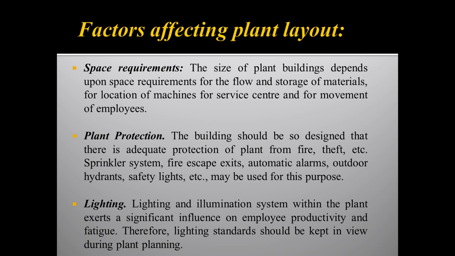Then is the space requirements. The size of plant buildings depends upon space requirements for the flow and storage of materials, for location of machines, for service center and for movement of employees.